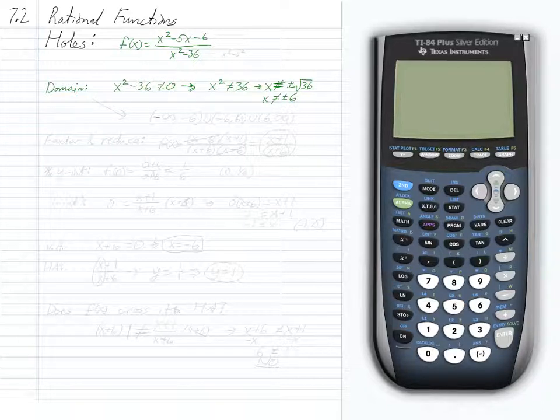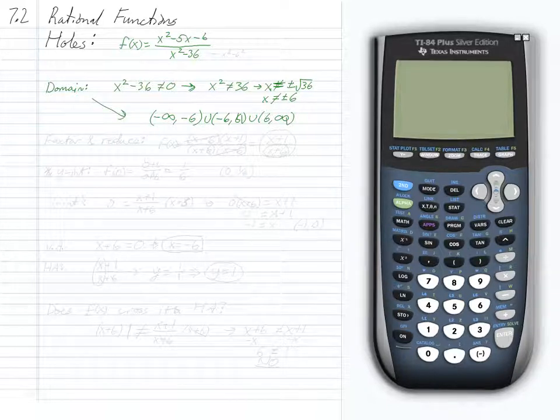So we could say our domain is negative infinity to negative 6, skipping negative 6, everything in between those two x values, and everything past positive 6.